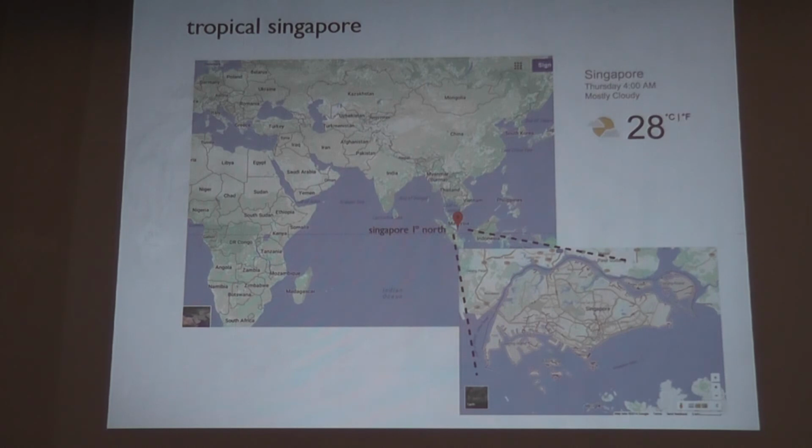Singapore is tropical, and it's fairly hot. This is actually 4 a.m. in the morning, so it's 28 degrees at 4 a.m.